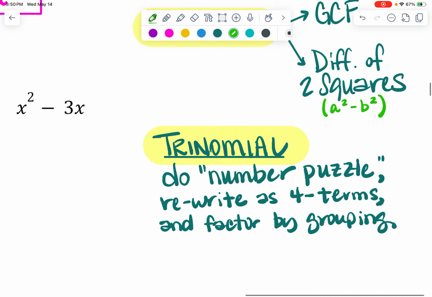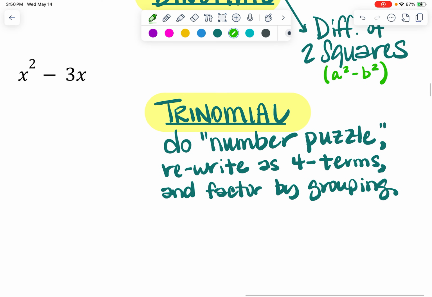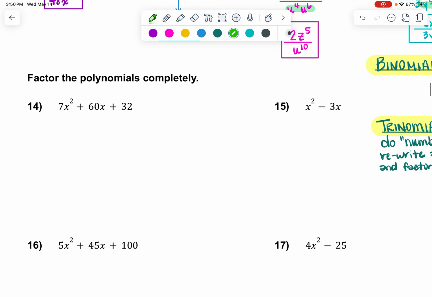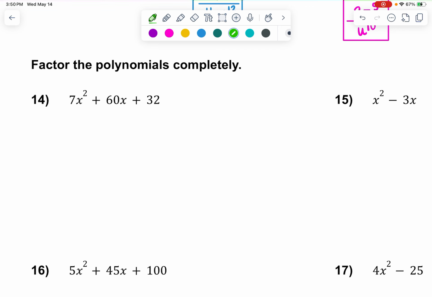All right, and then if it's a trinomial, that's when you're going to want to do your number puzzle. Remember the x. And then you want to rewrite it as 4 terms and then factor by grouping. Okay, so we're just going to practice that here for these few problems. All right, so here we go. This is a trinomial. There's not a GCF, so I'm not going to worry about that. You should always look for GCFs, of course.